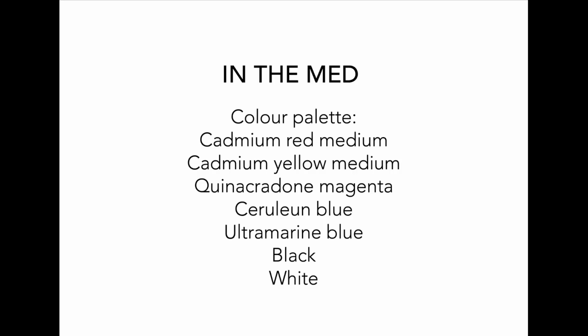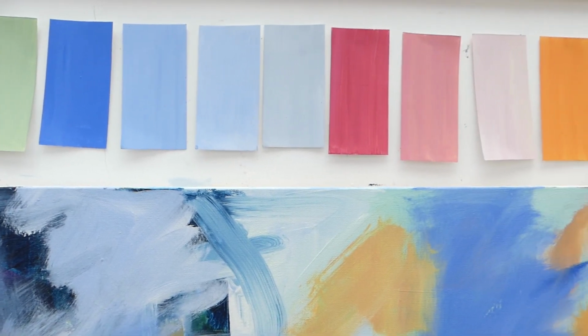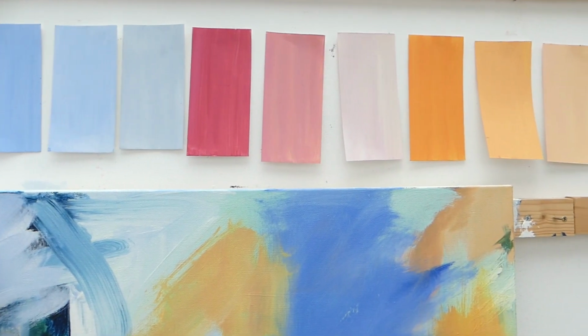These are the colours I used to make the painting: cadmium red medium, cadmium yellow medium, quinacridone magenta, cerulean blue, ultramarine blue, black and white, and these are the swatches I made to help me choose the colours as I went along.